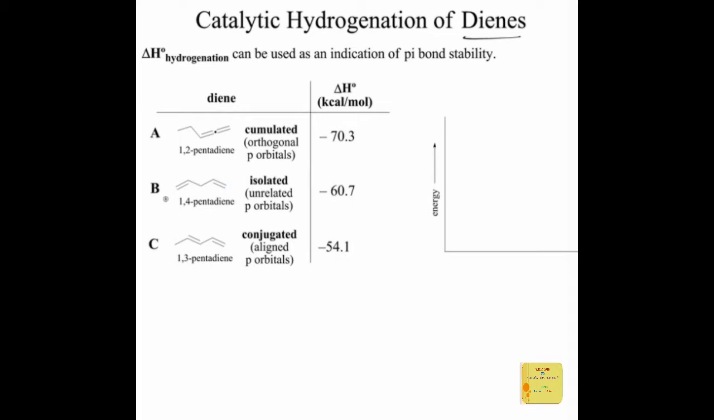We can have double bonds that are unrelated to each other. We call those isolated pi bonds, because we have these pi bonds and these p orbitals, and because of this sp3 center in between, there's no relationship between them. Or we could have conjugated pi bonds, and that means that the p orbitals on the first double bond nicely align with the p orbitals on the second double bond. When we have conjugated, it means we have a pi, then a sigma, then a pi. That allows for overlap. It allows for resonance.